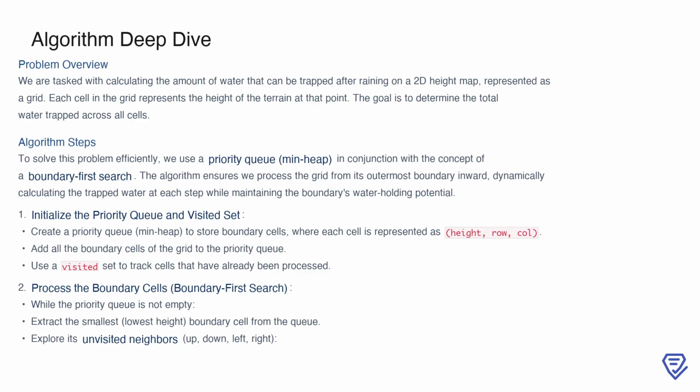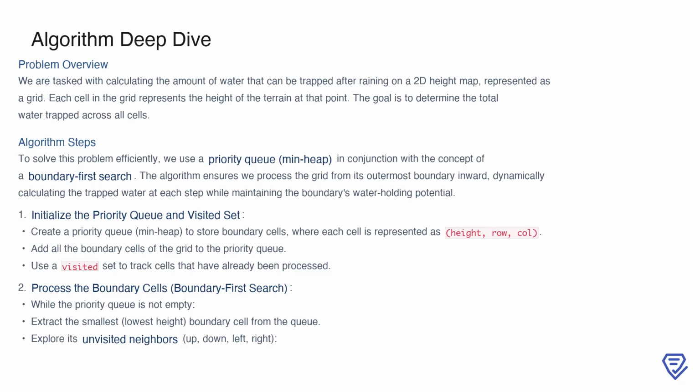The first step involves initializing the priority queue and a visited set. Here, we add all the boundary cells into the priority queue, where each cell is represented by its height, row index, and column index. Simultaneously, we maintain a visited set to track cells that have already been processed.